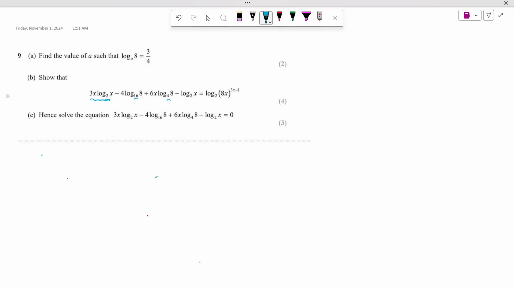It's given that 3x, so we can write this as log to the base 2x, and 3x would go in the power, 3x, and this would become 4 log to the base 2 and 2 to the power 3, this would be 6x plus, log to the base 2 and 2 to the power 3, and minus log 2x. So now let's solve this.